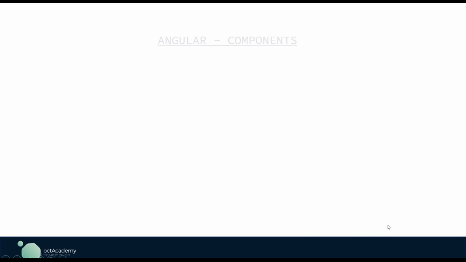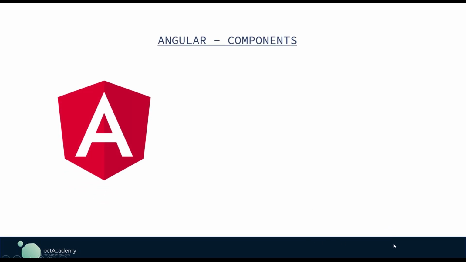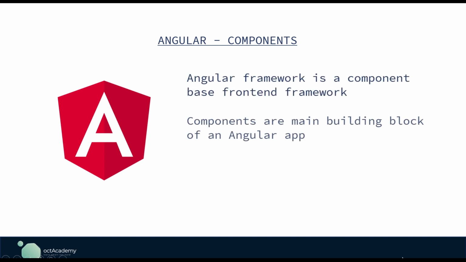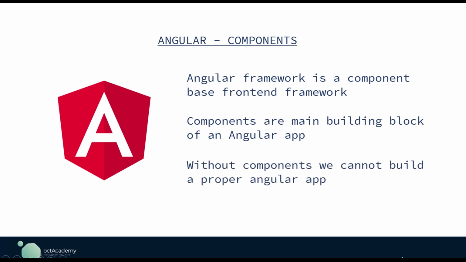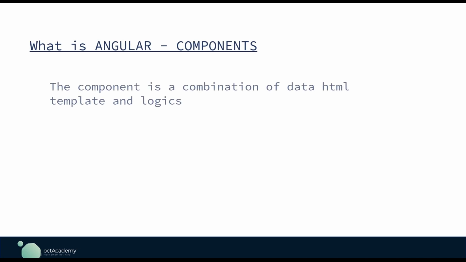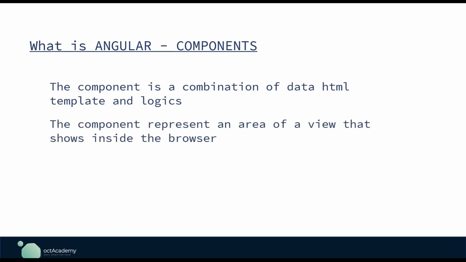The Angular framework is a component-based front-end framework. So the main building block of Angular is Angular components. Without components, we cannot build a proper Angular app. So what is this component? The component is a combination of data, HTML template and logic, which represent an area of a view that shows inside the browser. So this is the view that users can see, because components are loaded inside the browser.